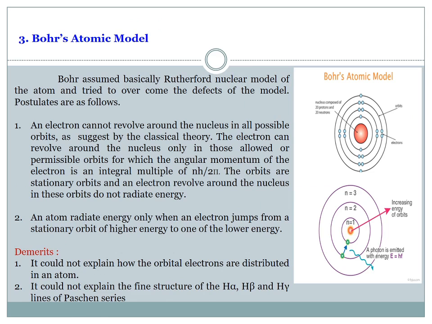So the next atomic model is Bohr's atomic model. You all studied this Bohr's atomic model, but still we will discuss. Bohr basically assumed the Rutherford nuclear model of the atom and tried to overcome the defects of the model. The postulates are as follows. An electron cannot revolve around the nucleus in all possible orbits as suggested by classical theory. The electron can revolve around the nucleus only in those allowed or permissible orbits for which the angular momentum of the electron is an integral multiple of nh/2π.